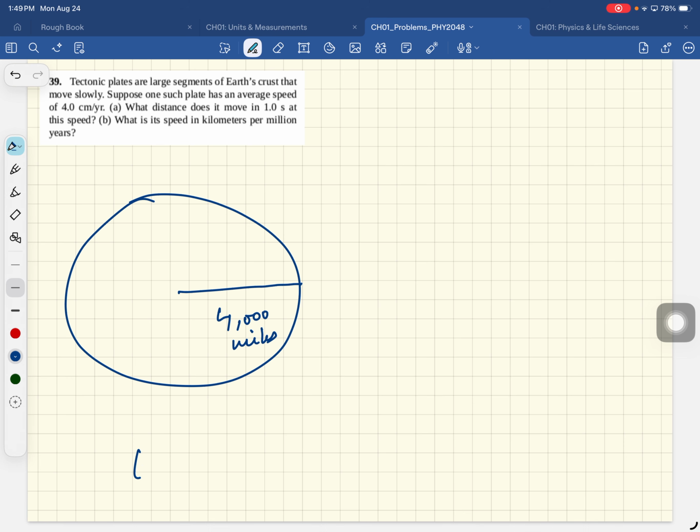So you have a ballpark number for that. So this is very interesting. So a plate will move 40 kilometers every million years.